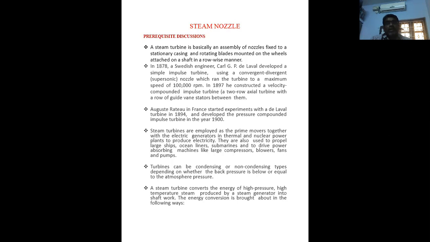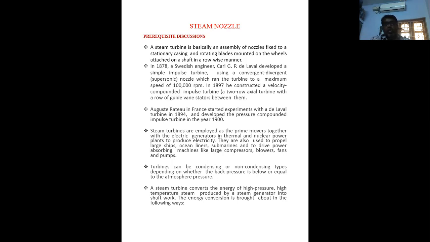A steam turbine is basically an assembly of nozzles fixed to a stationary casing and rotating blades mounted on wheels attached to a shaft in a row-wise manner. Previously, the Swedish engineer Carl G. de Laval developed a simple impulse turbine using a convergent and divergent nozzle, which ran the turbine to a maximum speed of 1 lakh RPM. Steam turbines are employed as the prime mover together with electric generators in thermal and nuclear power plants to produce electricity.